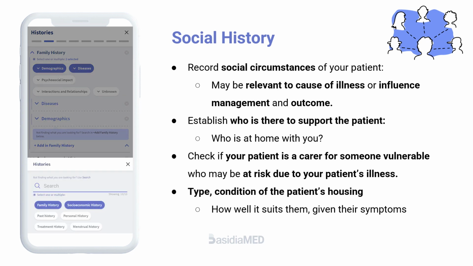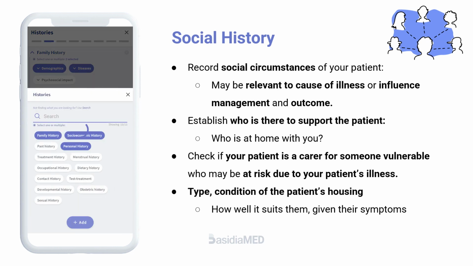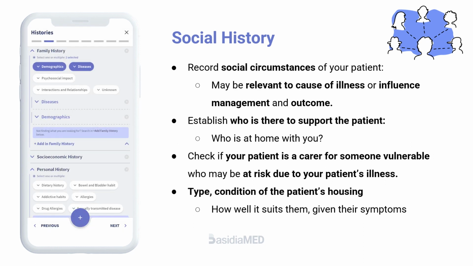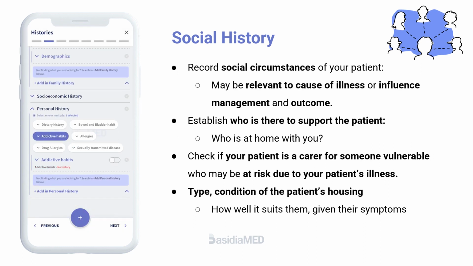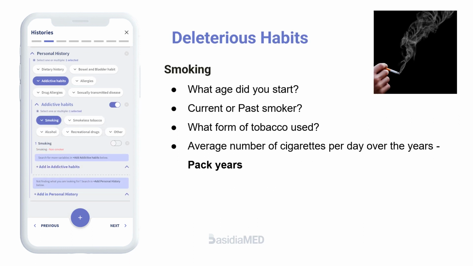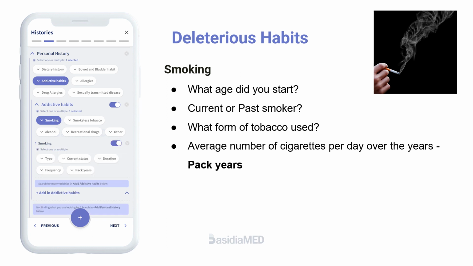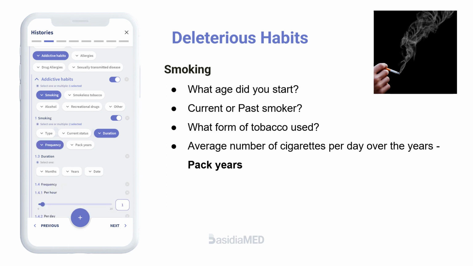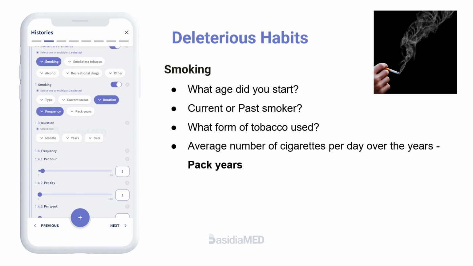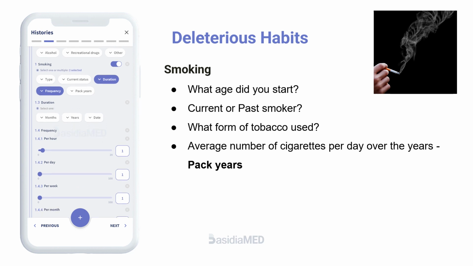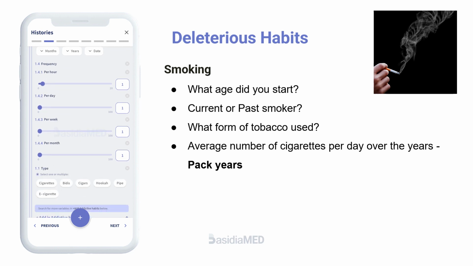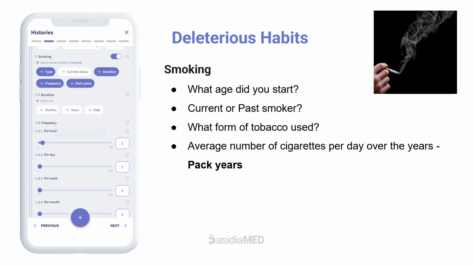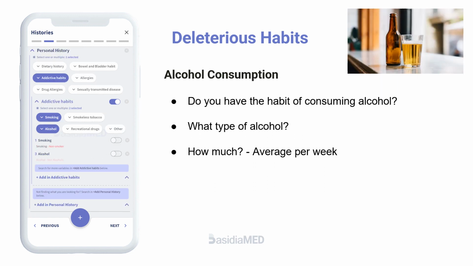Most patients recognize that habits like smoking and alcohol consumption harm health, so obtaining an accurate history of tobacco use requires sensitivity. Smoking. Ask if your patient has ever smoked. If so, inquire what age they started at and whether they still smoke now. Patients often play down recent use, so it is usually more helpful to ask about their average number of cigarettes per day over the years and what form of tobacco they have used. Convert to pack years.